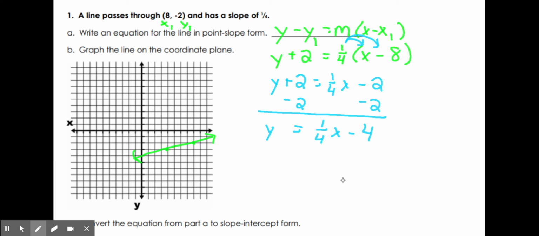It's -4, right? B is -4. So where should this line cross the y-axis? At -4. Come over here and look where it crosses the y-axis. It crosses the y-axis at -4. So we can do point slope form, we can do slope intercept form, we can interchange them based on what we know about the line.